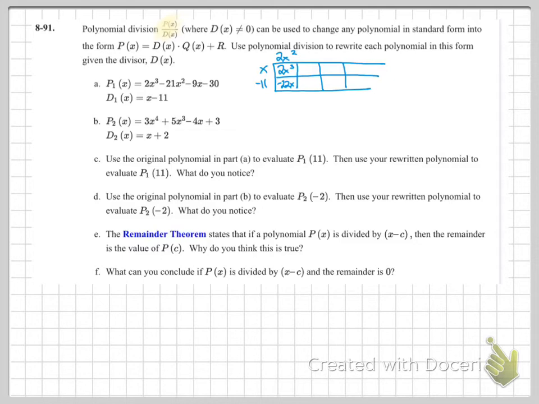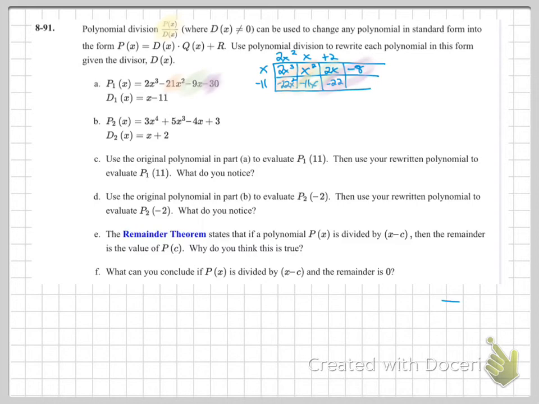So this diagonal is supposed to give me negative 21. So I need to add an x squared. Forgot my squareds. This diagonal is supposed to give me negative 9, so I need to add 2x. That is not negative 30, and I need it to be, so I need minus 8.